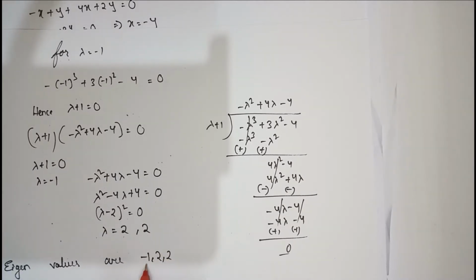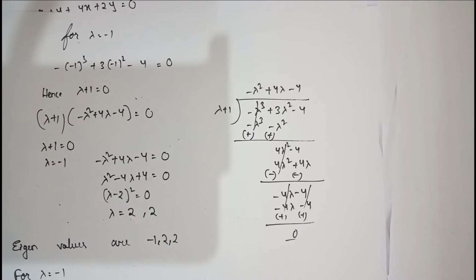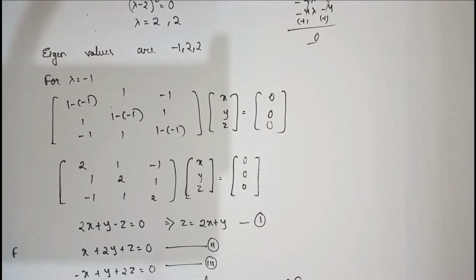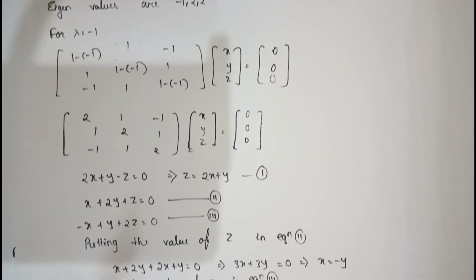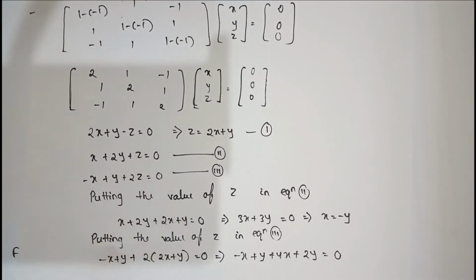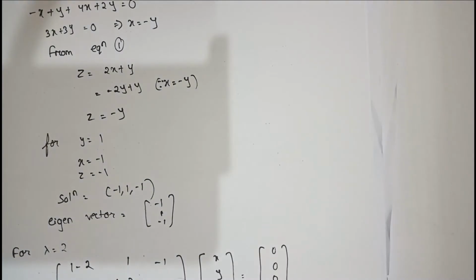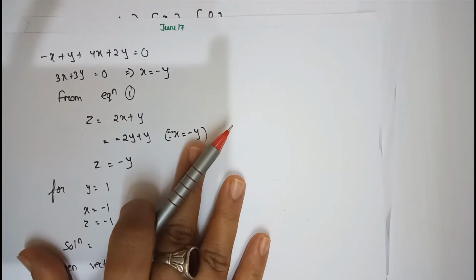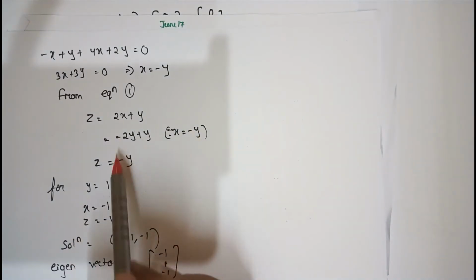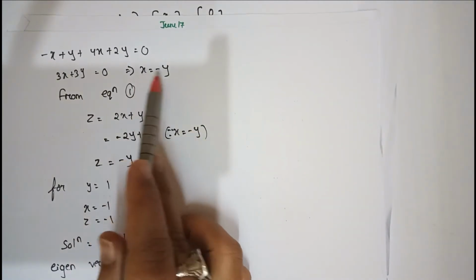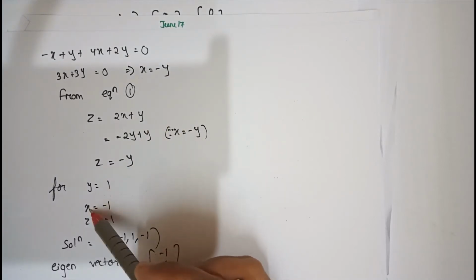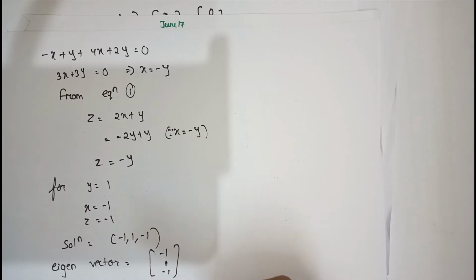For this eigenvalue minus 1, I have to find the eigenvector. So I put it in that matrix and found the equations and these values. Look, x equals minus y, z equals minus y. So I put the value of y as 1, then x became minus 1 and z becomes minus 1. So this is my solution, the first vector.